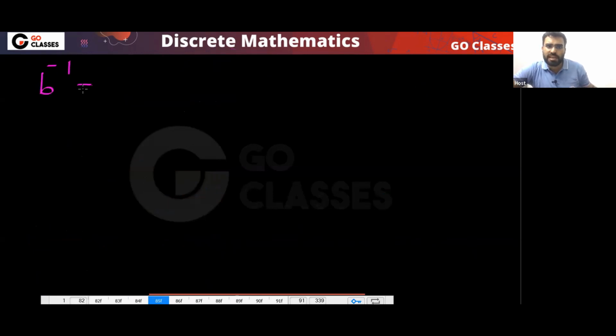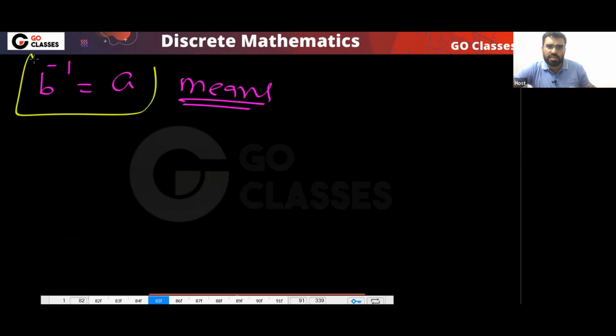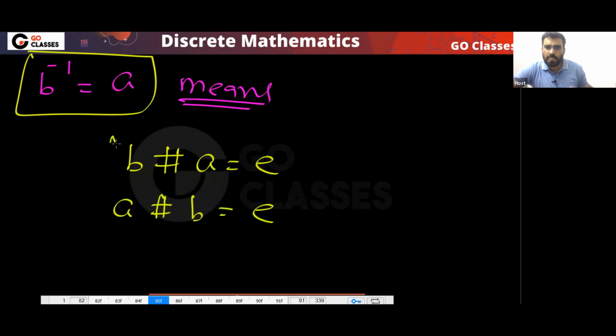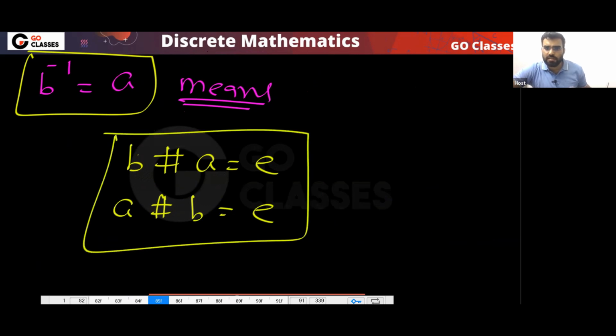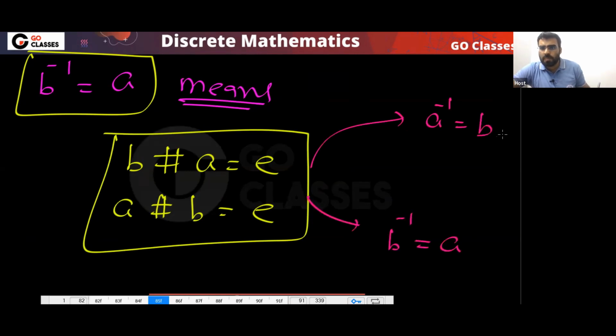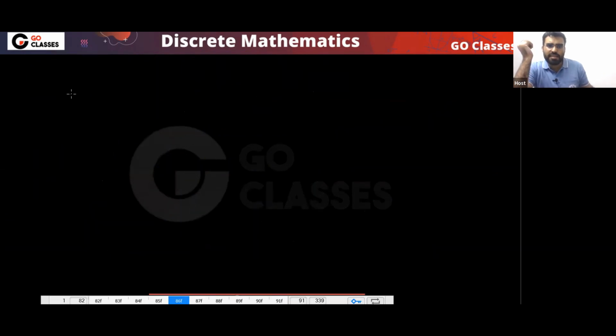Because if you say B inverse is A, what does this mean? This means that B hash A is equal to E and A hash B is equal to E. Just apply the definition, nothing else. There is nothing complicated here. Everything is very easy. From this I can say A inverse is B, and from this I can also say B inverse is A. So finally, if you have A inverse, then its inverse will be A.